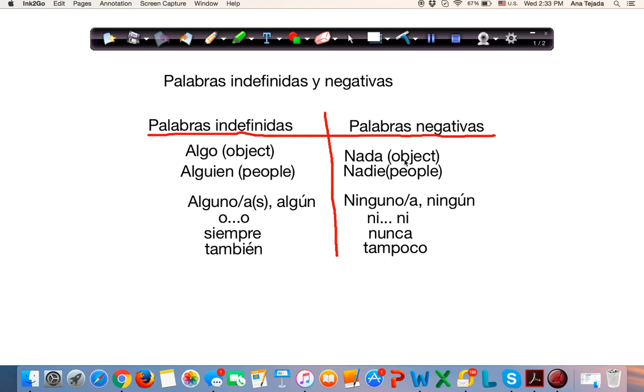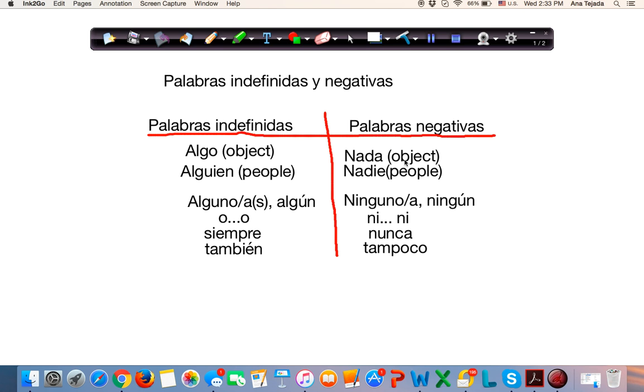Let's look at them. We have first algo. It's only used for subjects, as well as nada, only for subjects. Algo means something, nada means nothing. Then we have alguien. It's used to talk about people. Alguien, someone, somebody, anyone. Then we have the corresponding negative word, nadie, also only used to talk about people. Means no one, nobody, not anyone.